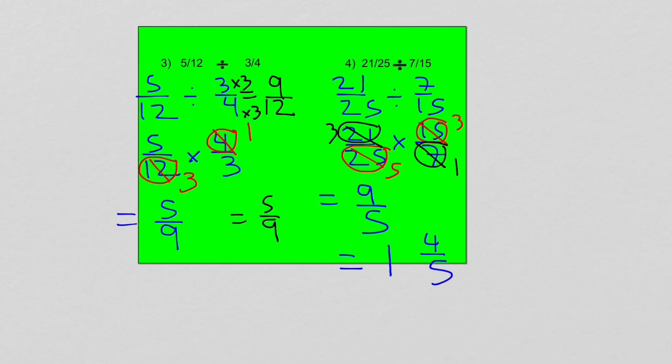So now we have a whole bunch of methods to divide fractions. Multiply by the reciprocal works all the time. Common denominator method is good if you have fractions that easily have a common denominator. And the diagrams just sort of show us where all this stuff comes from.